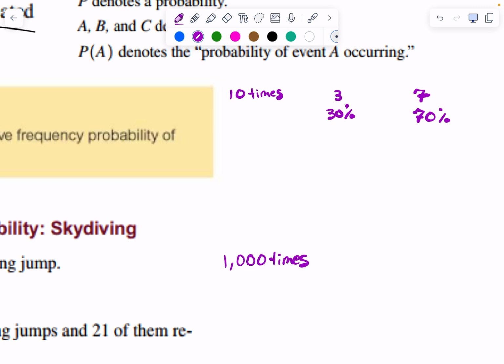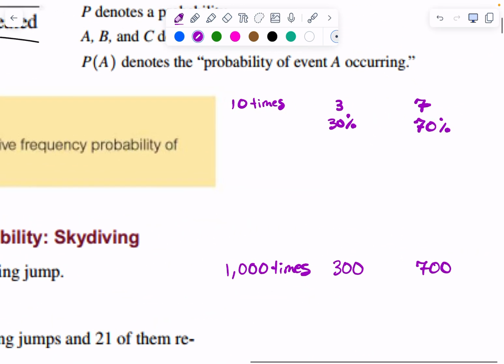Would you be surprised if I flipped that coin 1,000 times and 300 of them came up heads and 700 of them came up tails? Would that be surprising? Why is that the case? Yeah, it's something called the law of large numbers. The split should be 50-50, right? It should be a 50-50 split.